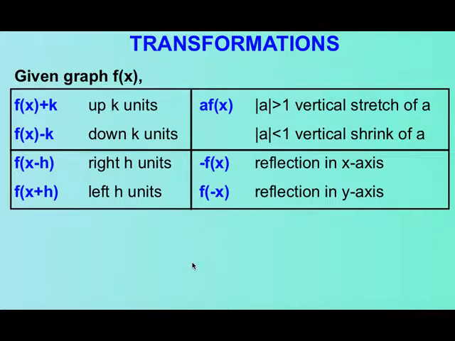If you multiply by a value a such that the absolute value of a is greater than 1, it is considered a vertical stretch by a. If you multiply by a value a whose absolute value is less than 1, it is a shrink by a. If you multiply an entire function by -1, it's a reflection across the x-axis. If you change the x value within a function to negative x, it will reflect it across the y-axis.